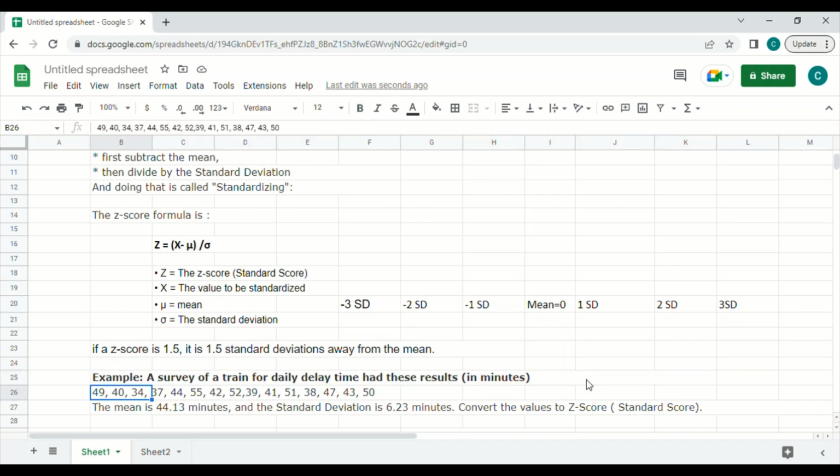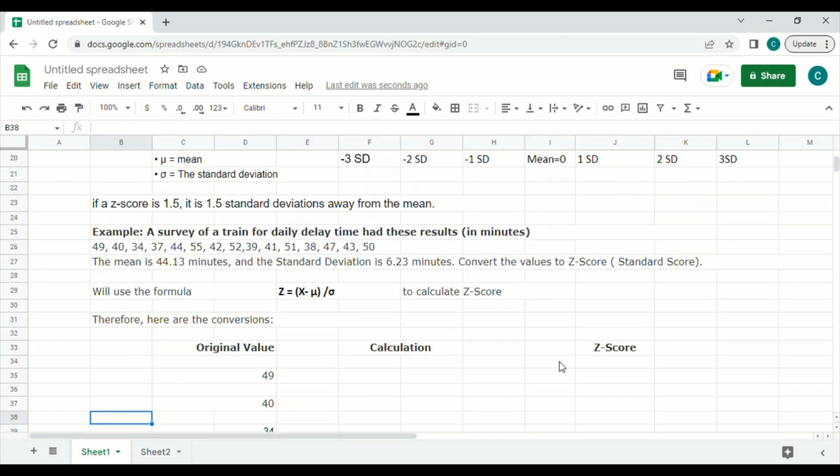Let's take an example to understand how the x value can be converted to z-score. So let's see the example. A survey of a train for daily delay time had these results in minutes. Daily delay time of a train is 49 minutes, 40 minutes, 34, 37, 44 minutes, 55 minutes, 42 minutes, like this. And its mean is 44.13 minutes and standard deviation is 6.23 minutes. Convert the value to z-score or standard score.